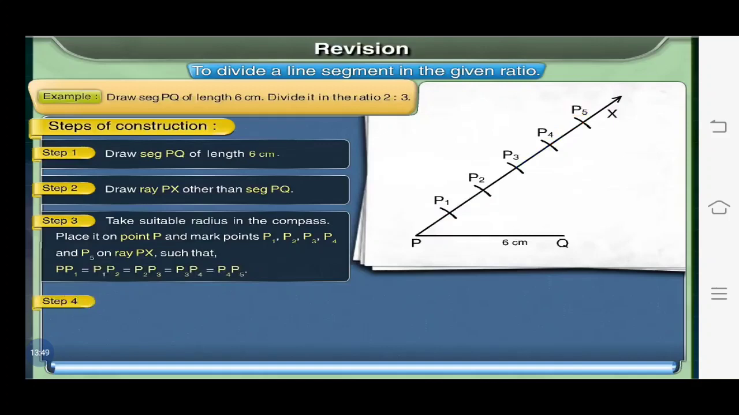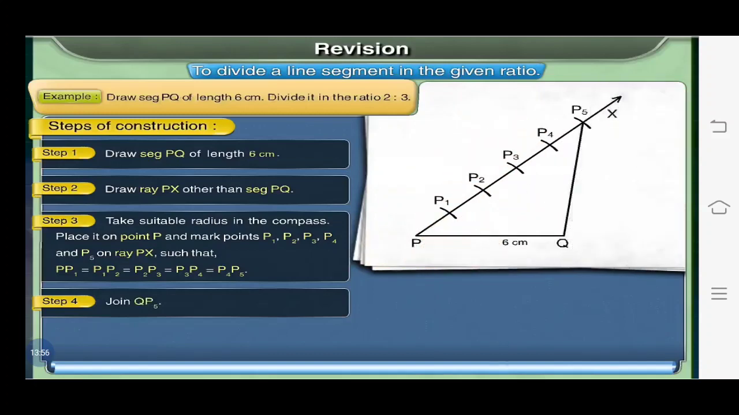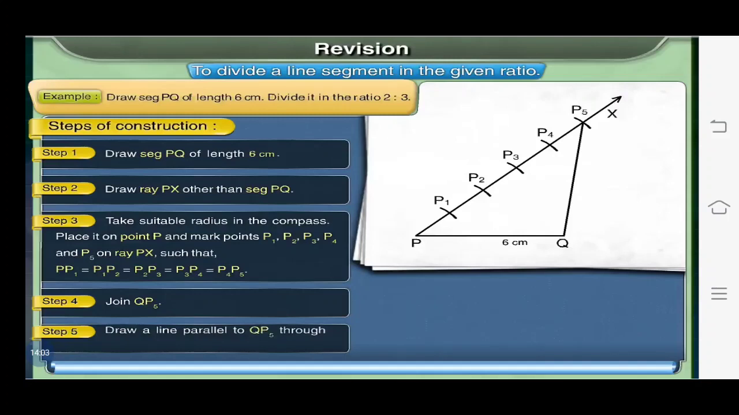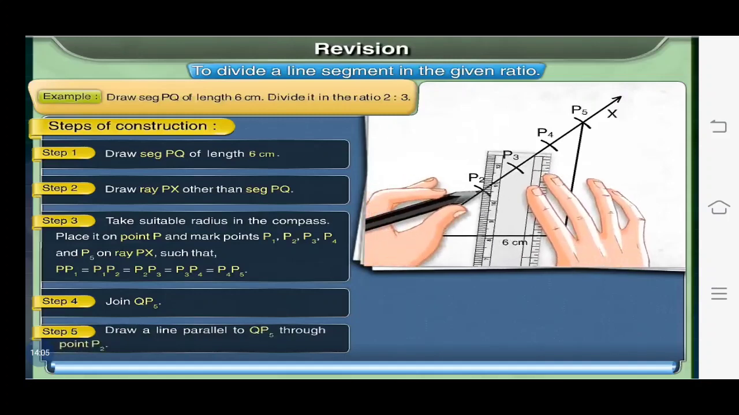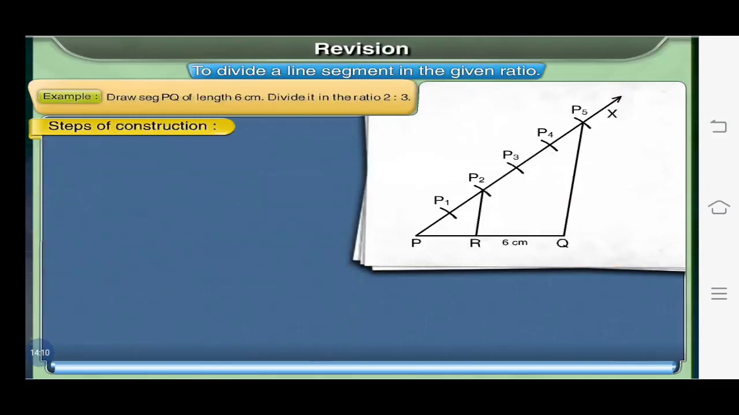Since we want to divide the segment in the ratio 2:3, we will draw a line parallel to QP5 through point P2. Now, we shall justify our construction. P2R is parallel to QP5. Therefore, by basic proportionality theorem, PP2 upon P2P5 is equal to PR upon RQ.